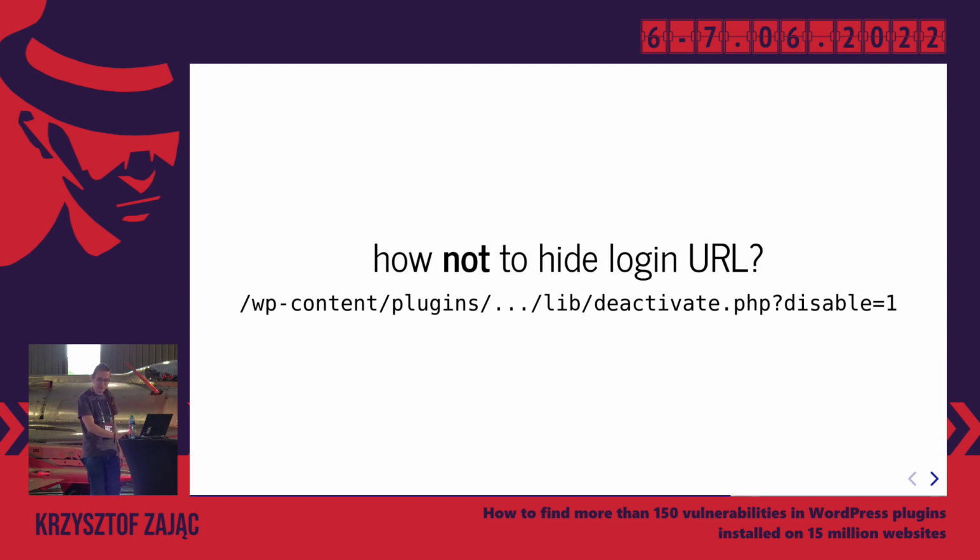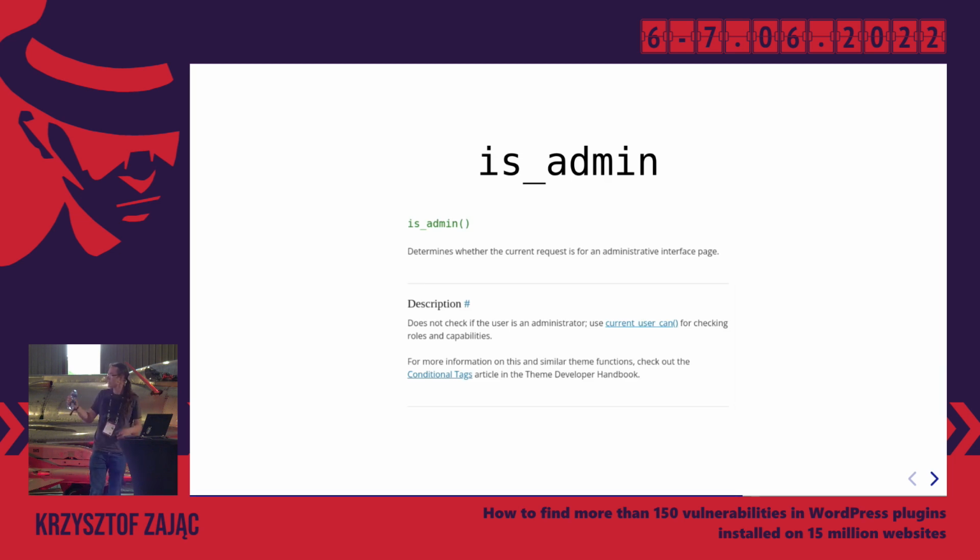Another interesting finding I wanted to show is this. Read this documentation. For those of you sitting in the back who can't see, the isAdmin function in WordPress determines whether the current request is for an administrative interface page. It doesn't check whether the user is an administrator. So it was a source of a couple of bugs in the form of, if isAdmin, do something dangerous.